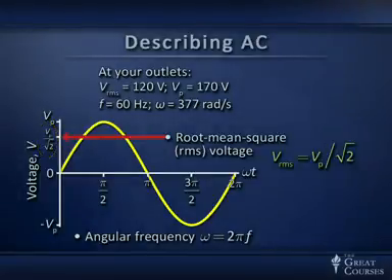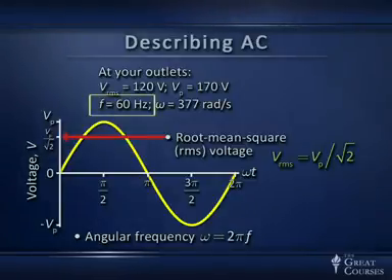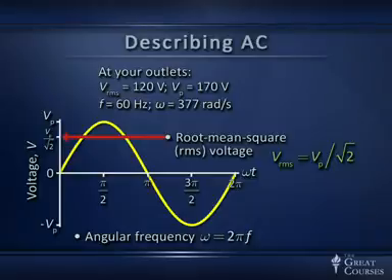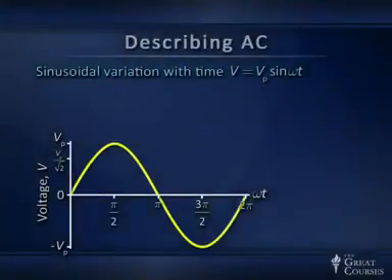In North America, the frequency of that alternating voltage and current is 60 hertz, 60 cycles per second. That converts to an omega of about 377 radians per second. In Europe, by the way, power is mostly at 50 hertz, and the voltage is about 230 volts instead of our 120 volts root mean square. So it's a sinusoidal variation.